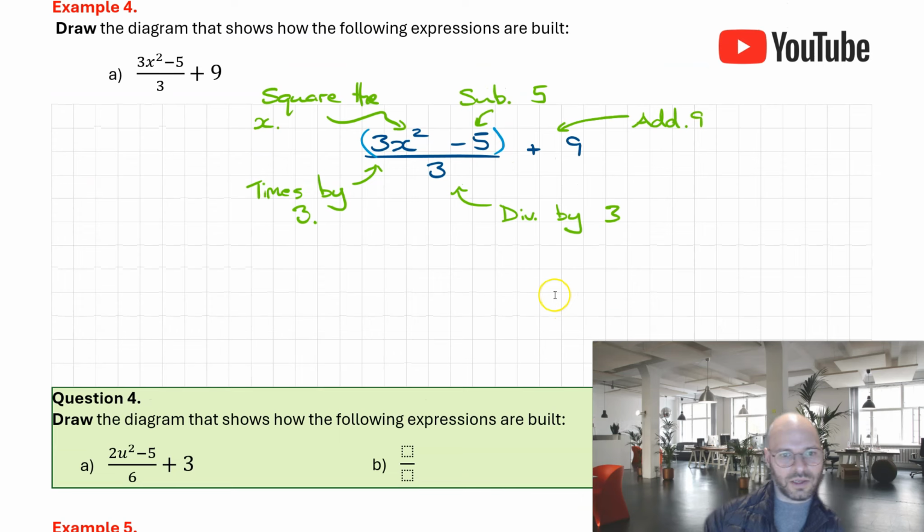So the order in which we're going to do this is, firstly we're going to take care of that squaring operation. Then we're going to take care of that times, then we're going to take care of that subtraction. After which we have division and addition. Next we will do the division as the fourth operation, and the final operation will be addition. Alright, let's build this up. Starting off, we start with x.